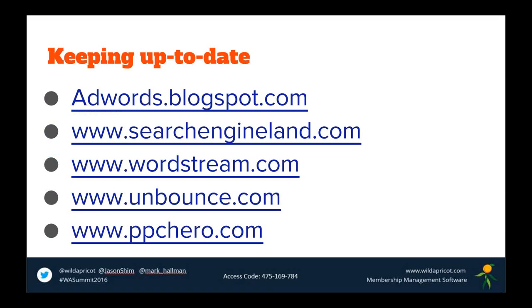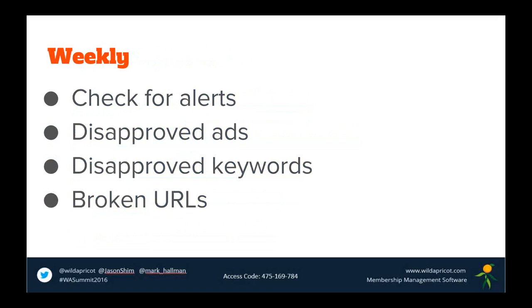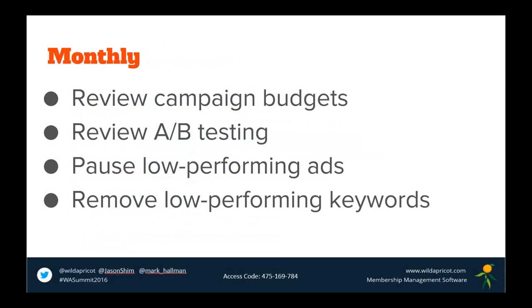Fantastic resources. We're also going to talk about things you're checking on a weekly or monthly basis as far as your AdWords management. On a weekly basis, log into your account and check for your alerts, disapproved ads, disapproved keywords and broken URLs. Those will all show up in the top right-hand corner with a little red notification saying you'll need to look into them. Monthly, we should be looking at our campaign budgets, reviewing our A/B testing to see which ads are performing better, pausing our low-performing ads, removing our low-performing keywords, and writing new ads and adding new keywords as appropriate. Again, that's more of a monthly thing.